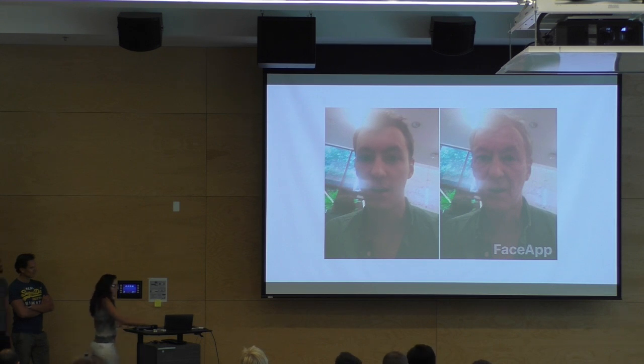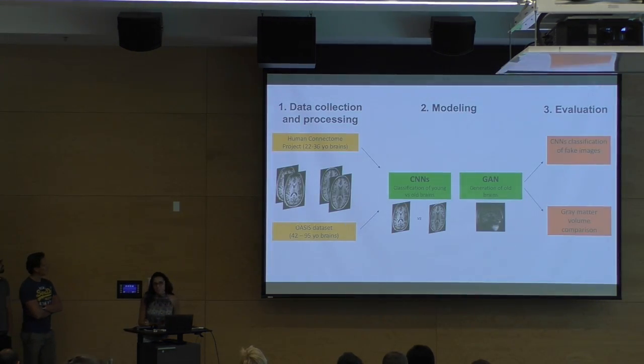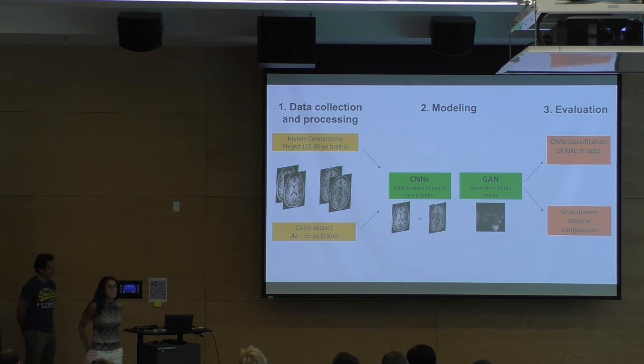So we thought, well, why not try that with the brains? Let's see if we can get brains to get older and to be similar to an older brain. To do that, we had three main stages. And first of all, we needed to collect data. We used some open source databases.